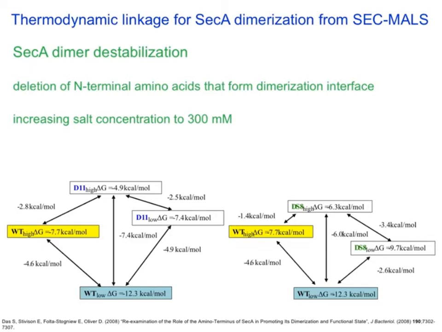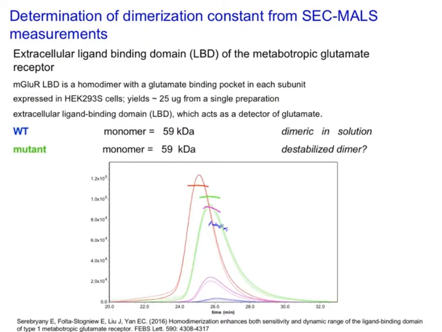In summary, we confirmed that as expected from the crystal structure, the SecA dimer can be destabilized by removing N-terminal amino acids that form the dimerization interface. The SEC-MALS analysis illustrated, however, that comparable destabilization of SecA dimerization can be accomplished by increasing ionic strength by elevating the salt concentration to 300 millimolar.